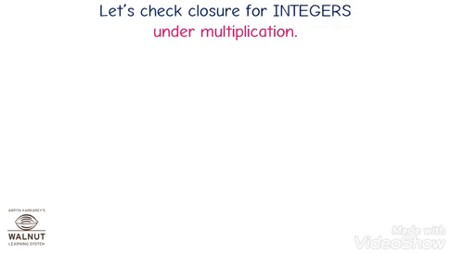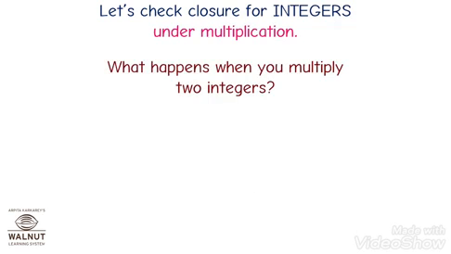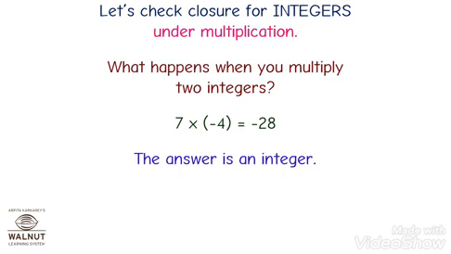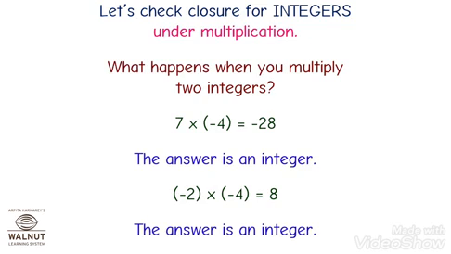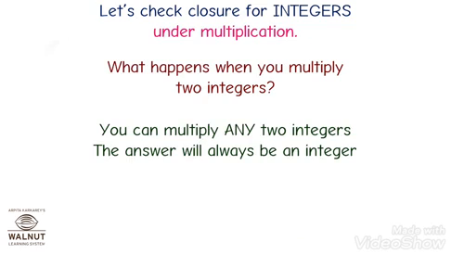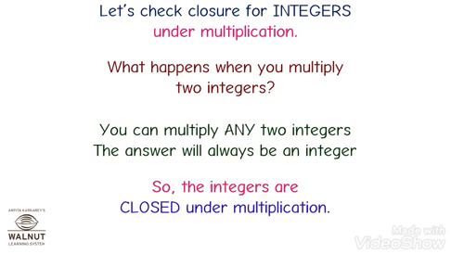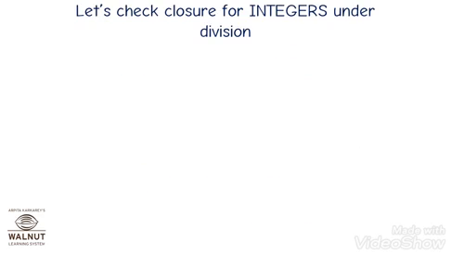Let's check closure for integers under multiplication. What happens when you multiply two integers? 7 multiplied by minus 4 is equal to minus 28. The answer is an integer. Minus 2 multiplied by minus 4 is equal to 8. The answer is an integer. You can multiply any two integers. The answer will always be an integer. So, the integers are closed under multiplication.